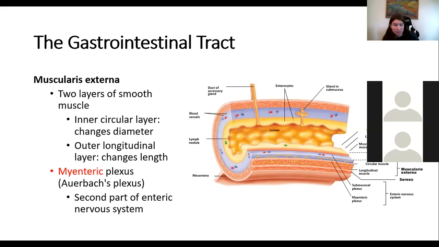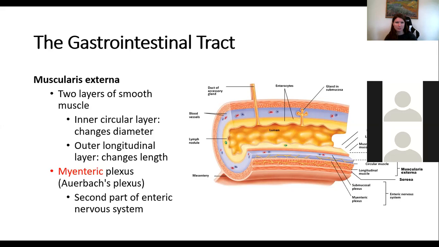Okay. The other part of the enteric nervous system is in the muscularis externa. So now we've stepped out to our third main layer of the GI tract. This is some more smooth muscle. We have an inner circular layer, changing the diameter of the GI tract, and an outer longitudinal layer, which is changing the length. And as they work together, they can help us churn food, stuff like that.